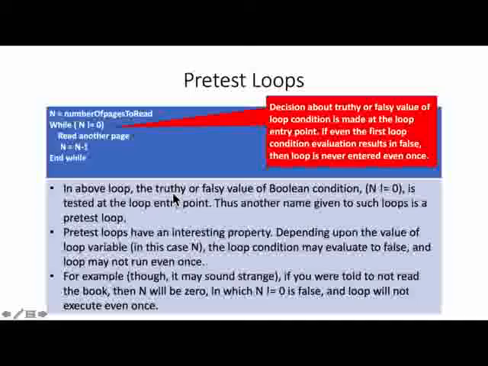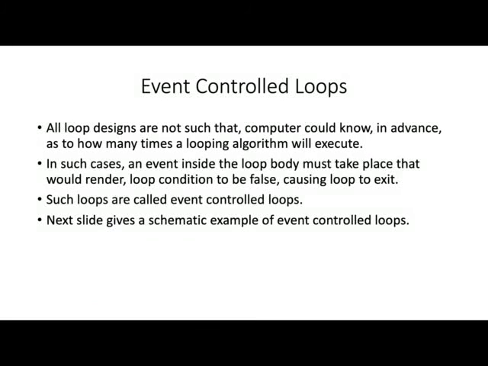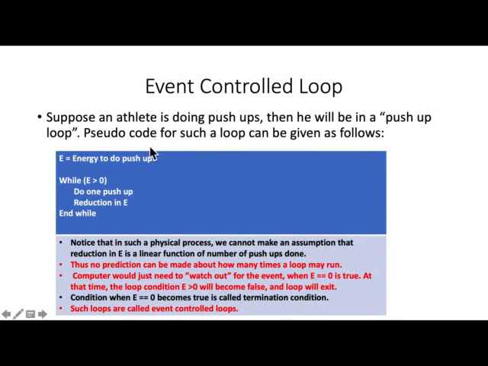And same way, let's go to the other loop here, event control. E equal to energy to do push-ups. So E will get set to some value. That's the initialization of the loop variable or loop condition. Testing that E is greater than 0. That's the second part of a loop. Do one push-up. That's the loop task. Reduction in energy E. That's the number 4 update of the loop condition. Okay. So those are the four parts of the loop.